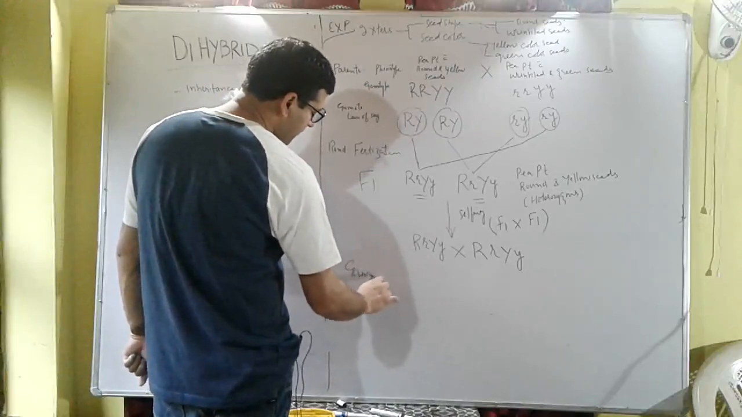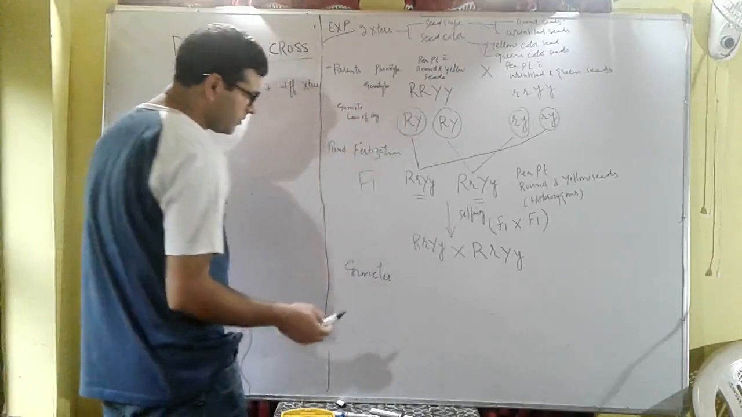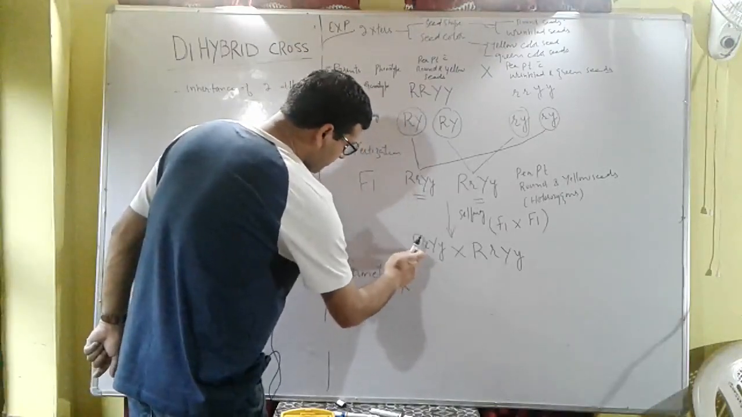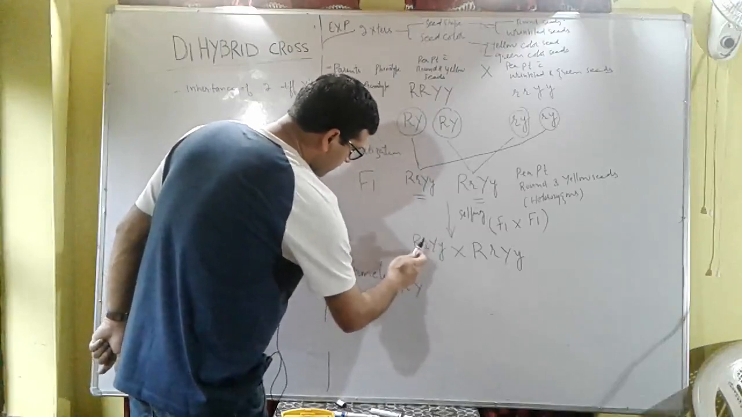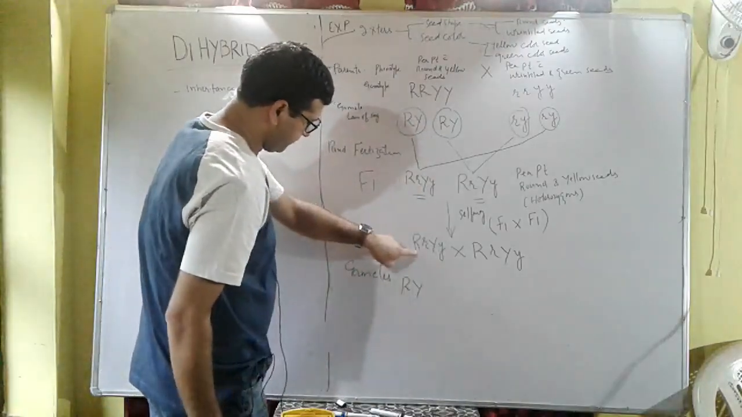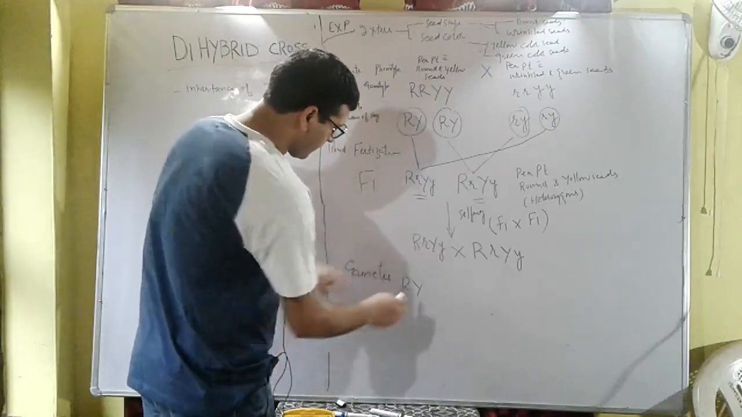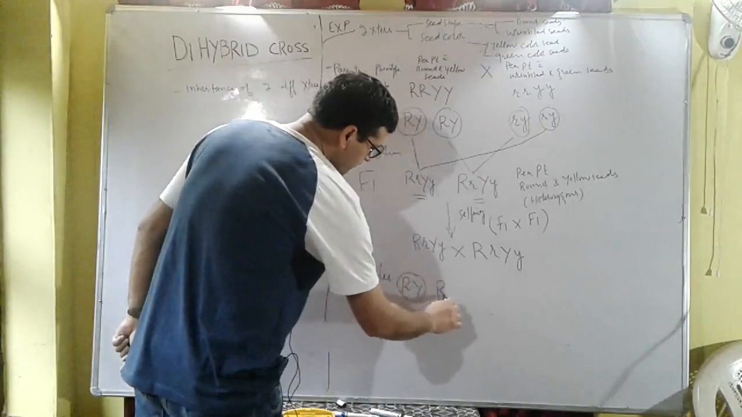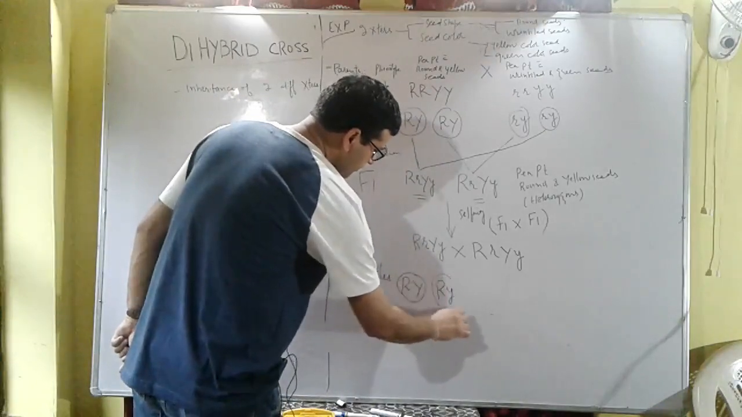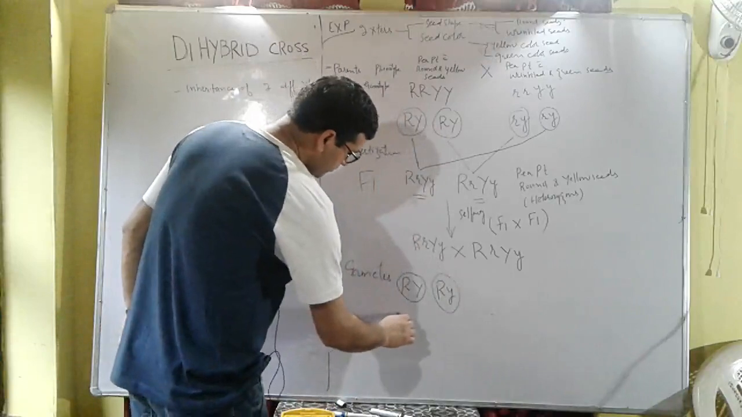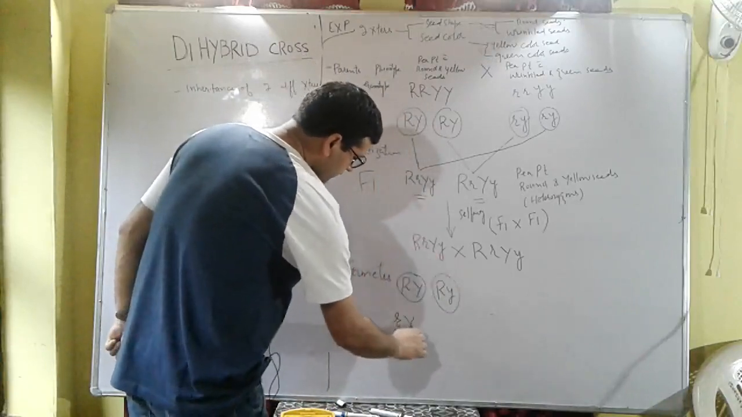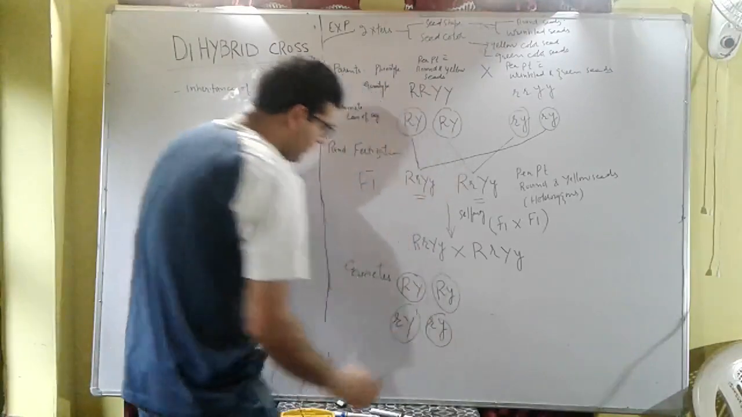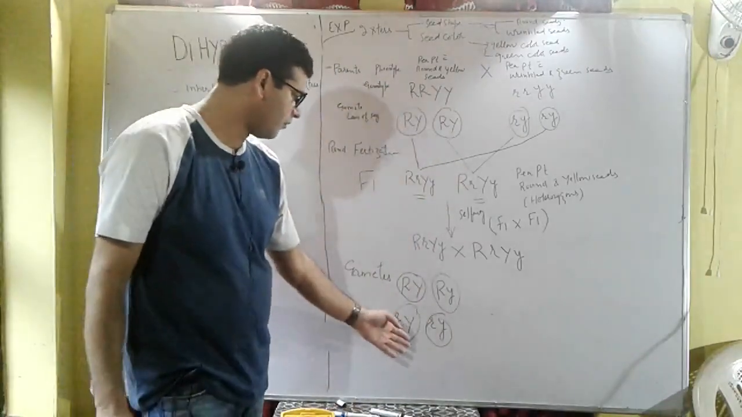Then what we have to make? Gametes. How many gametes would be formed? This is capital R, capital Y, one gamete. Capital R, small y, another gamete. Small r, capital Y, and small r, small y. So four different types of gametes will be formed here.